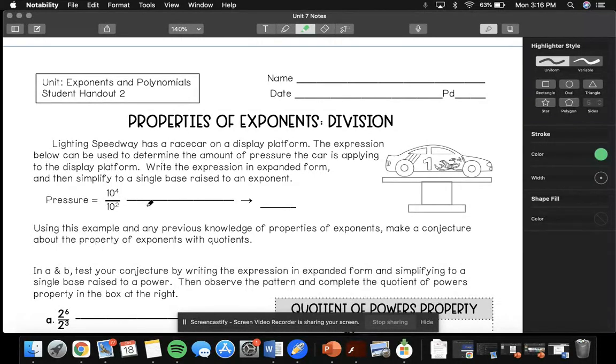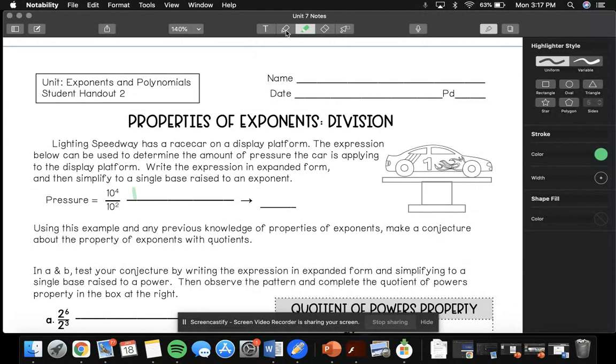Okay, so it says Lightning Speedway has a race car on a display platform. The expression below can be used to determine the amount of pressure the car is applying to the display platform. Write the expression in expanded form and then simplify to a single base raised to an exponent. So the pressure right now is being expressed as 10 to the fourth over 10 to the second. So first we're going to expand 10 to the fourth.